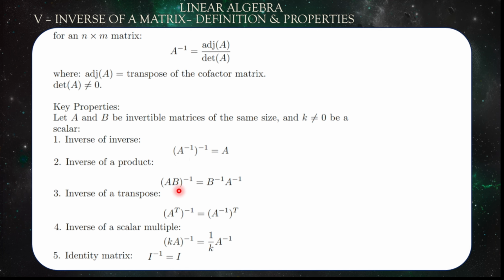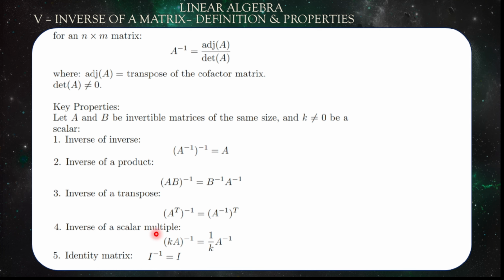Inverse of a product: (AB)^-1, the inverse of A multiplied by B, is equivalent to the inverse of B multiplied by the inverse of A, and in that order, which means the inverse of B is to the left and the inverse of A to the right. Inverse of a transpose: the inverse of a transposed matrix, (A^T)^-1, is equal to the transpose of the inverted matrix A.